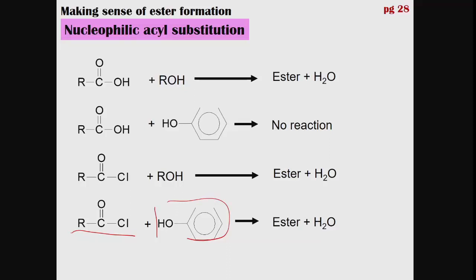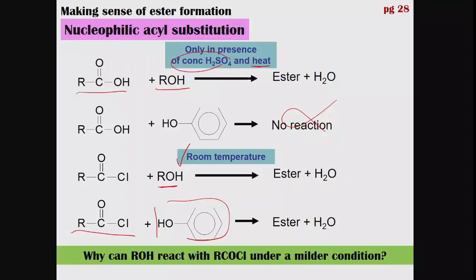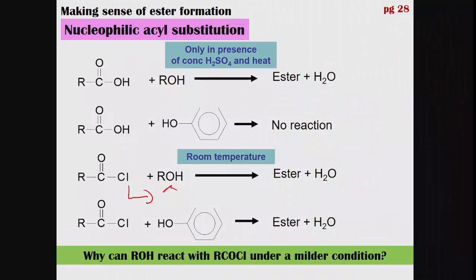Now for the next part, what you need to take note of: we have looked at why there's no reaction. Then the condition used is also different. When you use carboxylic acid with alcohol, we must have concentrated H2SO4 and heat. When you use acid chloride with alcohol, it can take place at a milder condition, at room temperature. So the next question you need to ask yourself is, how come alcohol can react with acid chloride under a milder condition? Just now I told you that acid chloride is more reactive.